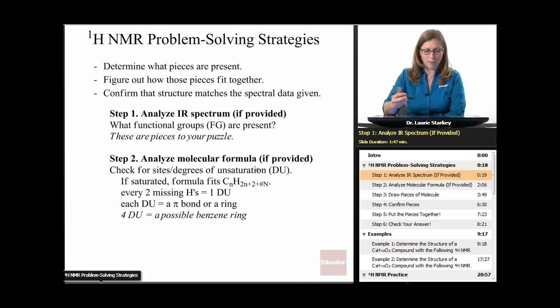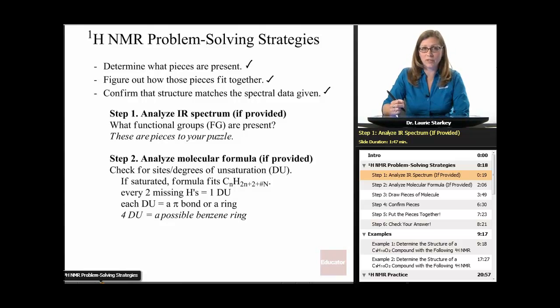Three basic things we need to accomplish are: first, determine what pieces are present. What we're going to be doing is very much like building a puzzle. And so the first thing we have to do is figure out what puzzle pieces there are. Then we have to figure out how to put those pieces together. And when we're done and we have a structure that we'd like to propose as an answer, we're going to confirm that the structure does in fact match the spectrum. We're going to use those skills that we did in being able to predict an NMR spectrum given a structure and confirm it. So what's great about NMR is when you have the right answer, you know you have the right answer, and you can breathe a sigh of relief and move on.